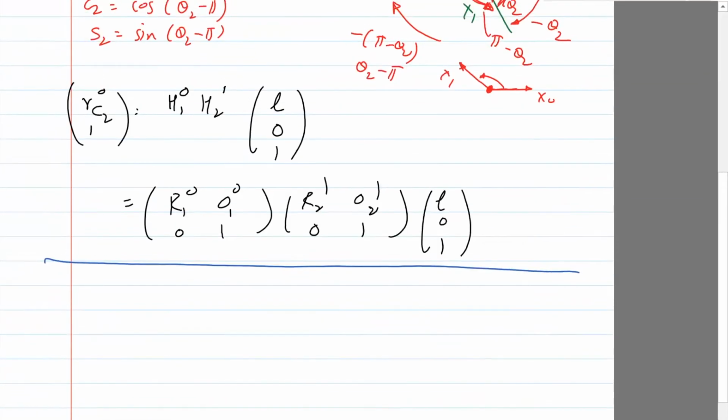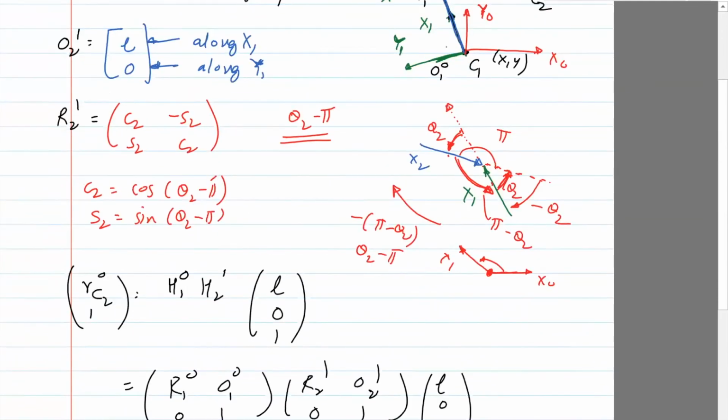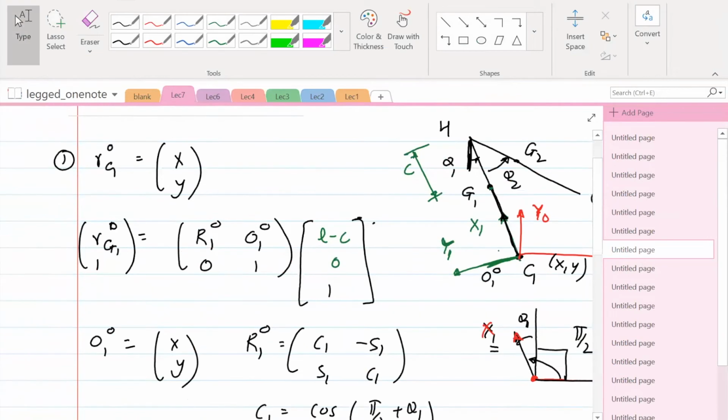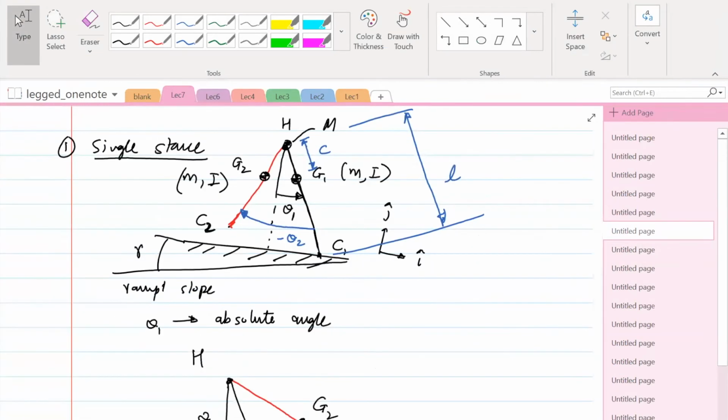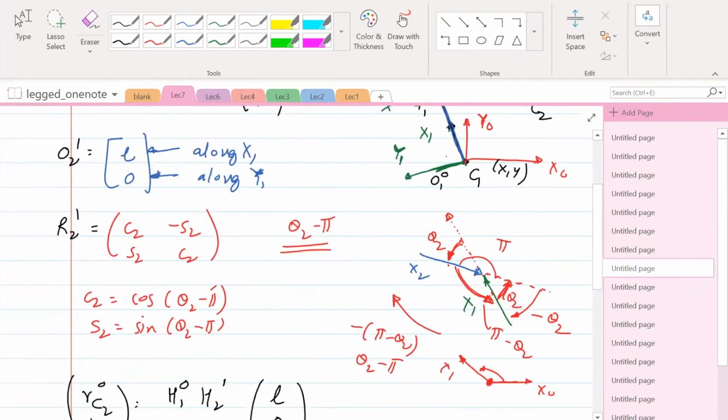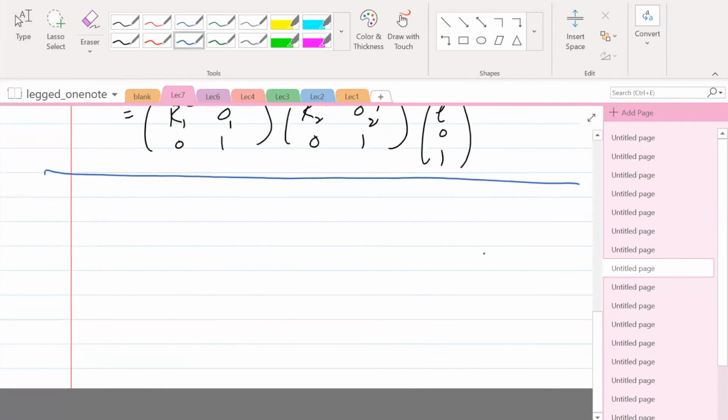And then the only thing which is left is the fact that all our derivations, all our positions are in a frame which is along the ramp. So we need to convert from ramp frame to the ground frame. And so you can see that if this is the ramp frame, sorry, the ground frame, this is the ramp frame, the angle here is gamma.